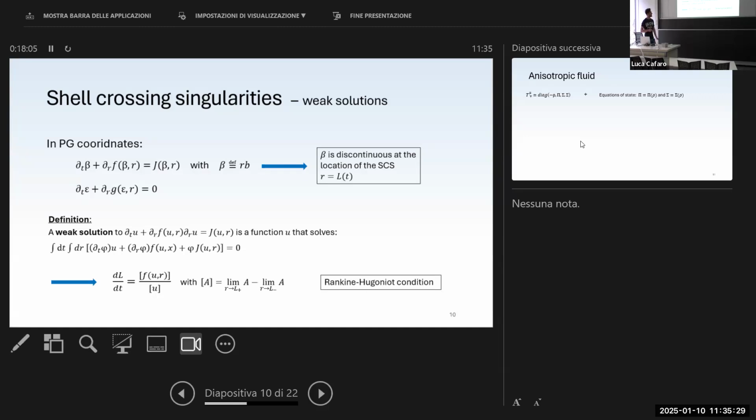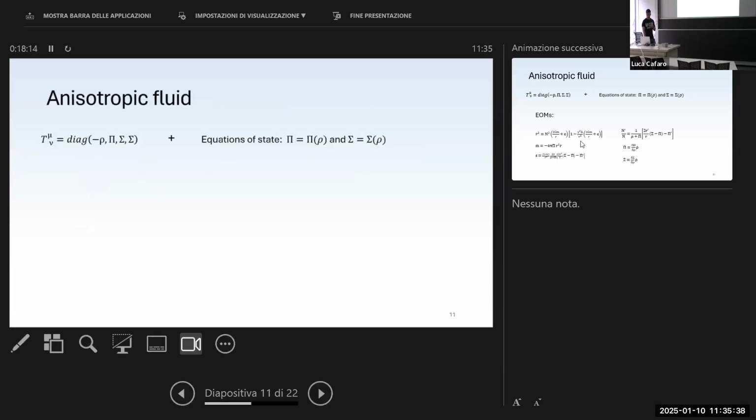Okay, and this concludes the case of dust. So let me introduce the work we have done. Starting from here, we can add pressure to the model. So instead of studying dust, we studied an isotropic fluid, which means that the stress energy tensor is this general form, with pi being the radial component of the pressure and sigma the tangential or angular pressure, with two equations of state that must be chosen.